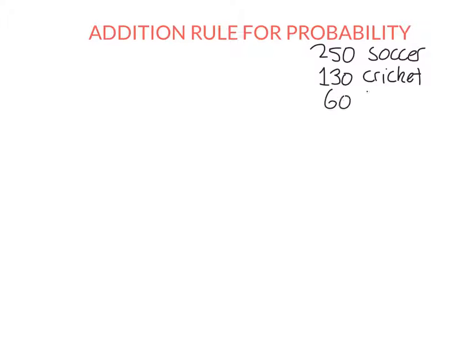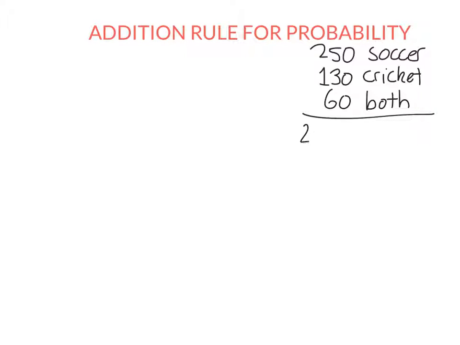Thank you so much for tuning into this video on the addition rule for probability. Before we get to that, let's look at this example. Let's say the headmaster gets on the PA and says, I want to see everyone in the school who plays soccer or cricket. Let's say 250 students at the school play soccer, and 130 play cricket. And there are 60 students who play both. How many students would end up coming, assuming they all came?